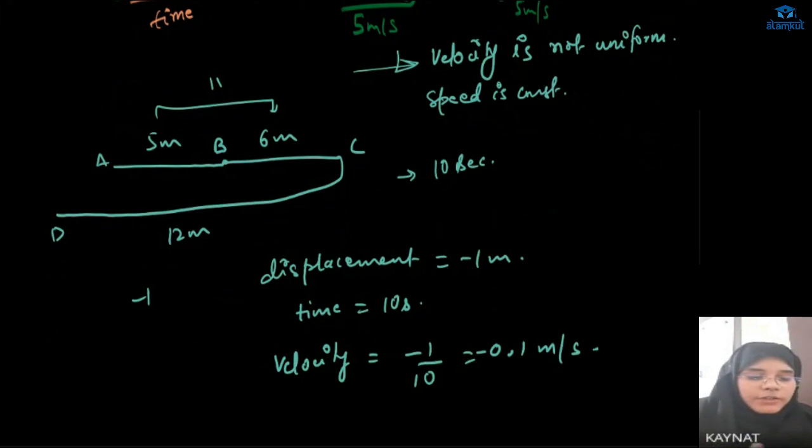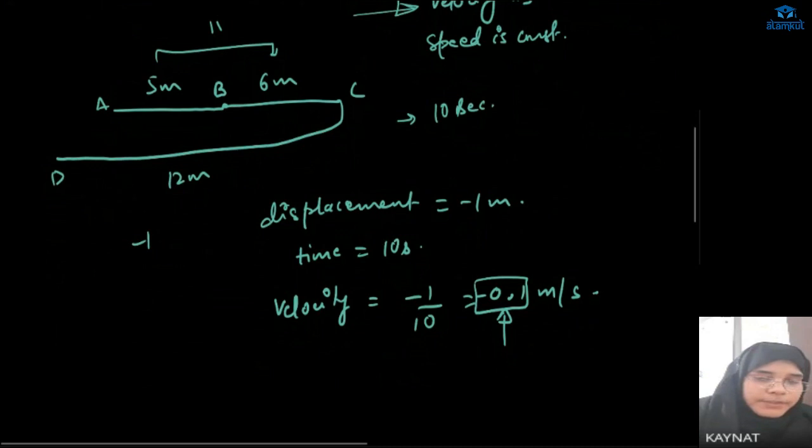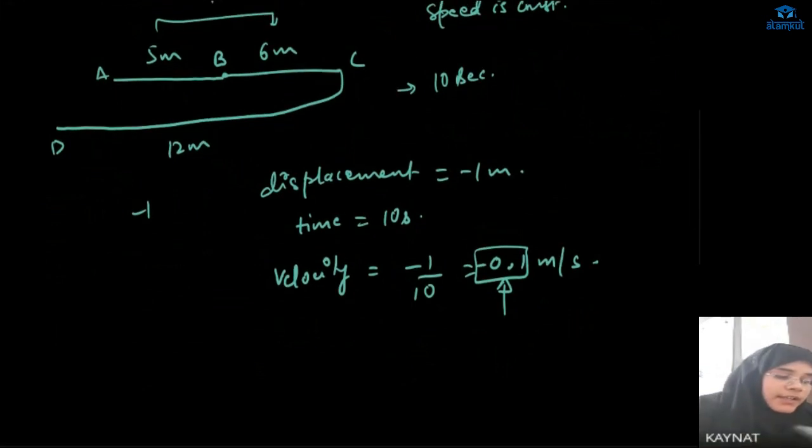Okay, this will be the velocity. See here, it's negative. Here it's a negative value. It's coming out to be the velocity. But if we ask what will be the average speed of the object, then for the average speed we will add all of the distances, irrespective of the direction.